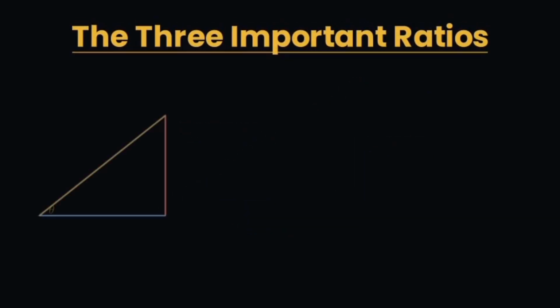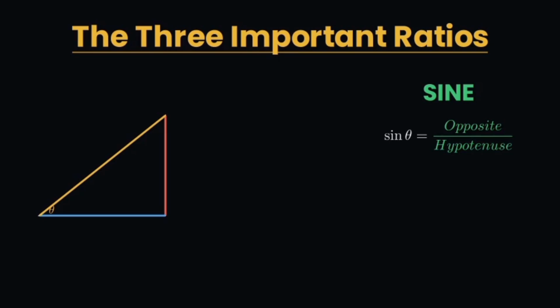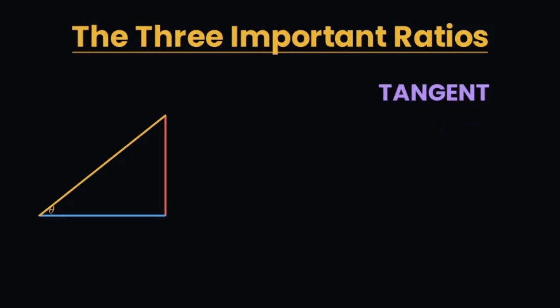Now comes the exciting part. Trigonometry isn't about complicated formulas. It's simply about comparing these three sides. The first comparison is called sine, and sine equals opposite divided by hypotenuse. The second comparison is called cosine, and cosine equals adjacent divided by hypotenuse. Finally comes tangent. Tangent equals opposite divided by adjacent.